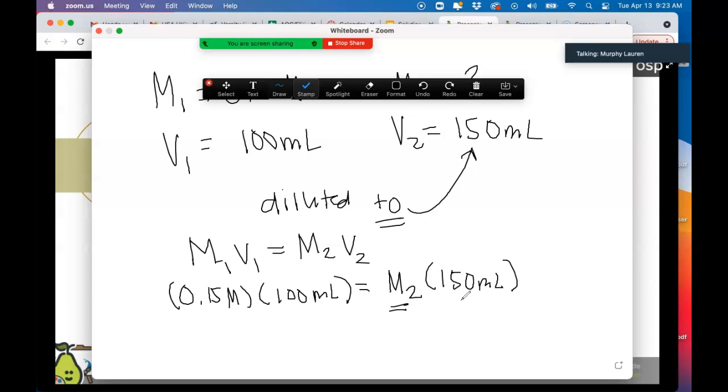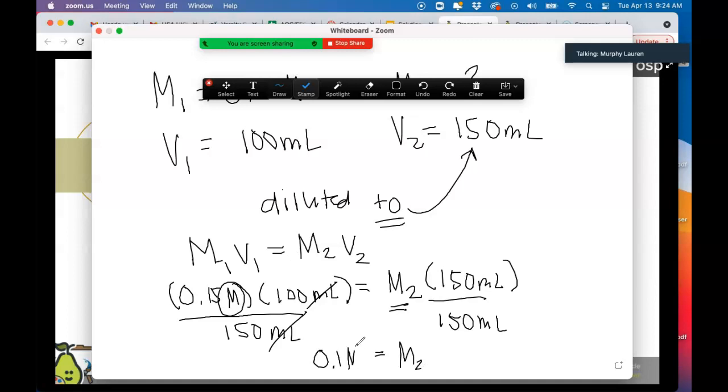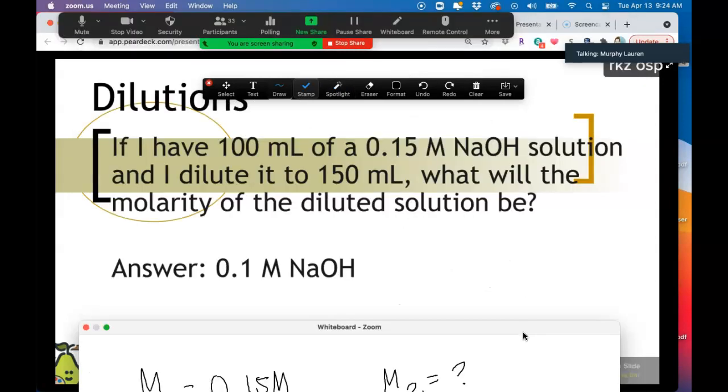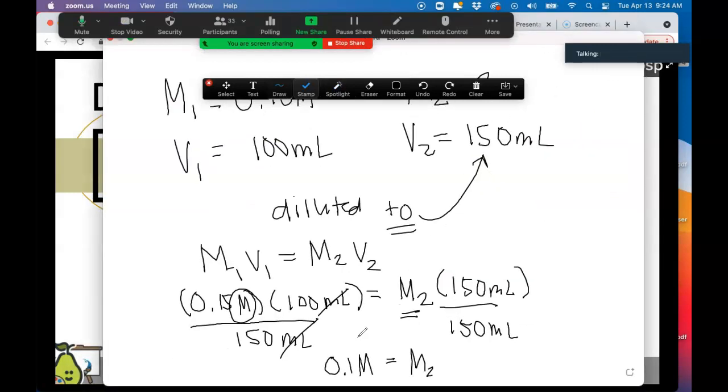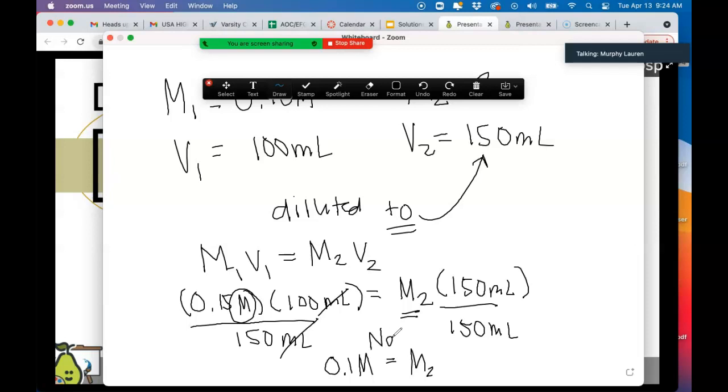So how do I get this by itself? I divide both sides by 150. Look at my milliliters cancel out and I'm left with molarity. So this ends up being 0.1 molar. 1 sig fig. NaOH, I should write that up here. Sodium hydroxide.